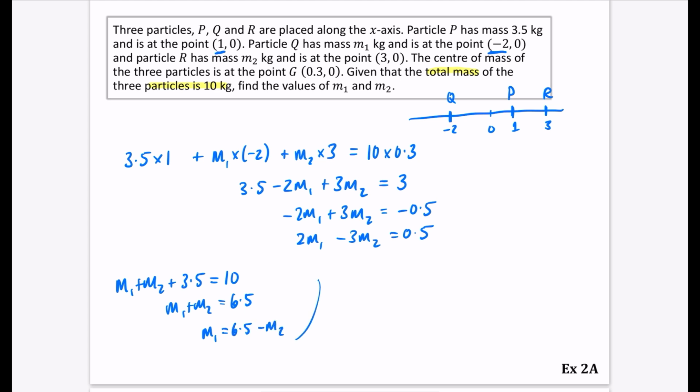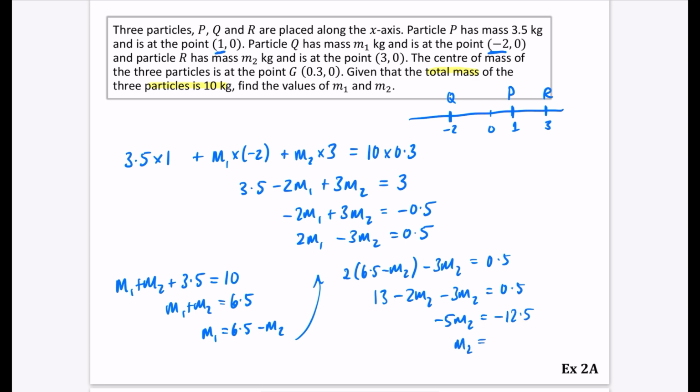Of course, you could just put this in your calculator if you wanted to. So that's 2 lots of 6.5 minus m2, minus 3m2, equals 0.5. I'll expand those brackets. So that is minus 5m2 equals 0.5 minus 13, that's minus 12.5. So m2 is minus 12.5 divided by minus 5, which is 2.5, which means that m1 is 6.5 minus 2.5, which is 4. So the 2 masses are 2.5 kilograms and 4 kilograms.